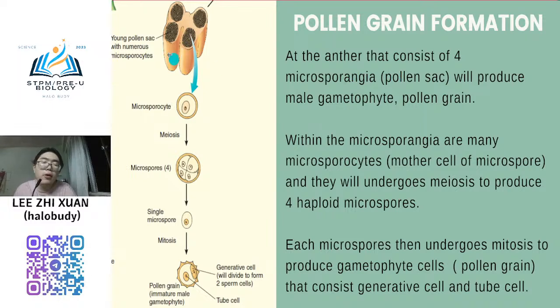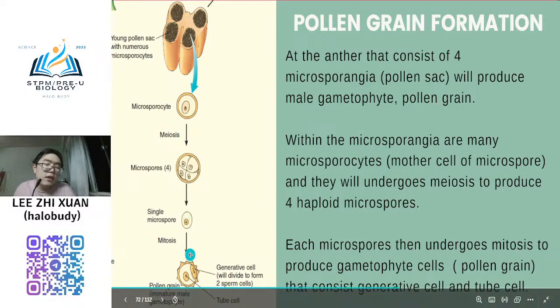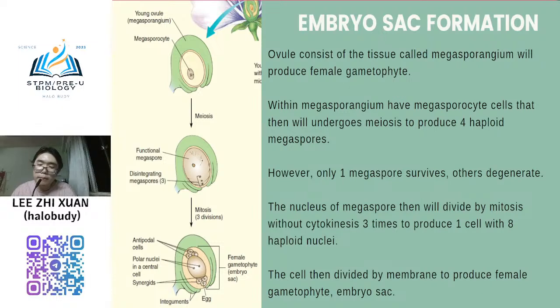So this is a pollen sac. You see this diagram, there are the pollen sac, and inside the pollen sac we have microsporangia. So within the microsporangia there are many microsporocytes. After that this microsporocyte will produce the microspore, and finally it will form the male gamete we call as pollen grain. Okay.